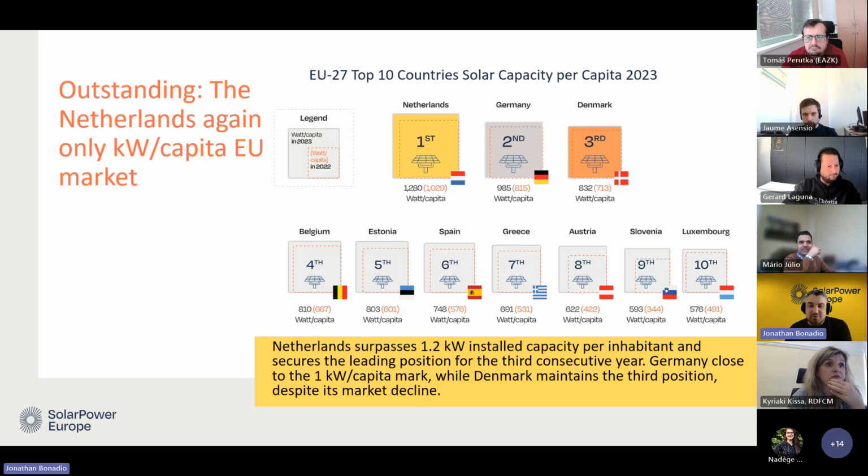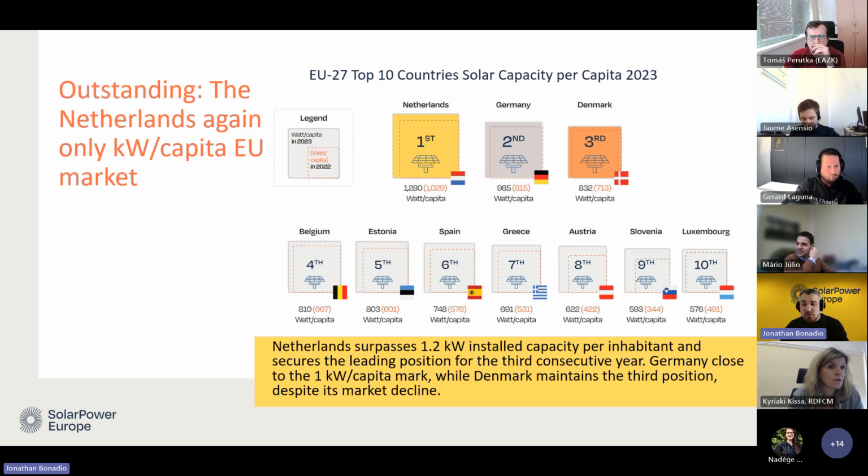This is a very important dynamic, because as you can see, the Netherlands, Germany, Denmark, Belgium, Estonia are all northern countries. So it's not where the sun is shining the most that we have the highest rate per capita. It's mostly where the electricity prices are highest and where the enabling framework is the most favorable. Spain only came sixth and Greece only came seventh. So here you see that there is also an untapped potential in these southern countries. And what we will see in the future is that probably Germany will take over the first place in terms of per capita, but the Netherlands is still a solid competitor when it comes to this analysis.